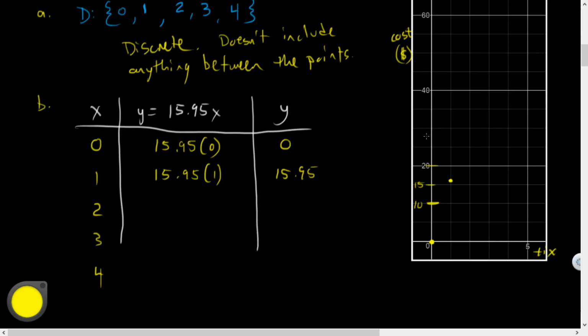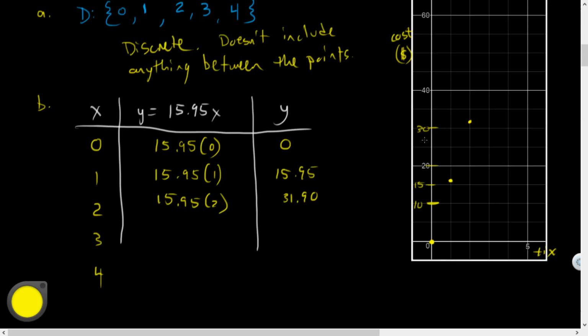Let's see. What's $15.95 times 2? My calculator says 31.9. But we could call that $31.90. Yeah, I think that makes more sense. So let's see. So here's 30. So over 2 up to 31.9. It's going to be closer to 30 than it is to 35. So I'm going to put that right about there.